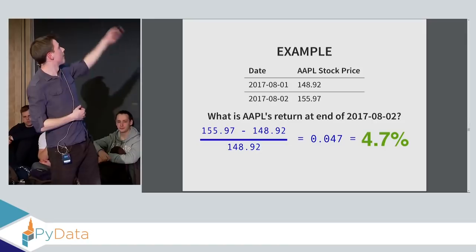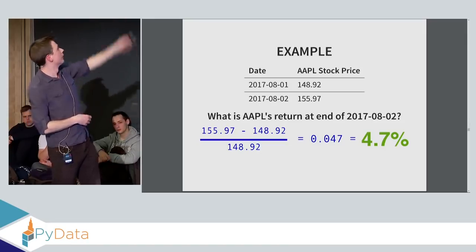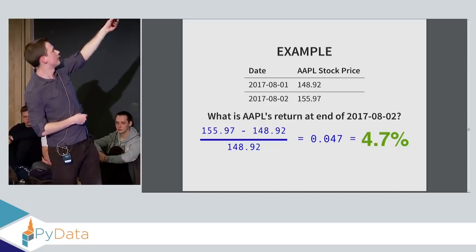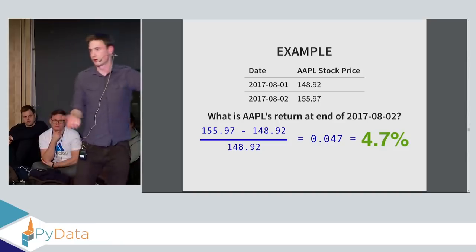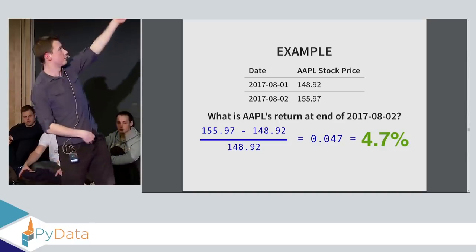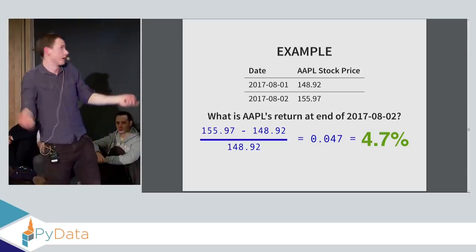So as an example, for Apple, if we wanted to calculate the returns on the 2nd of August, we simply say 155 minus 148, which is the price from the previous day, divided by 148, and you get 4.7. So the return is 4.7. It's increased by 4.7. So if you bought it the day before and then sold it the next day, you would have made 4.7 profit out of it.